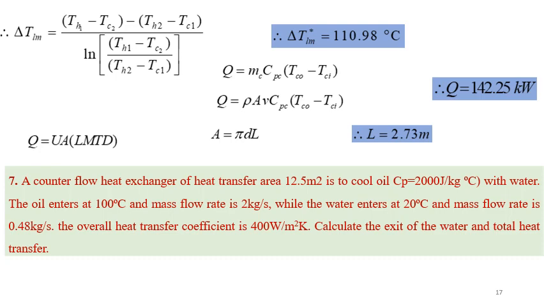So here only two temperatures are given, so we can't go for the LMTD method, we have to go for the effectiveness NTU method. We can use the LMTD method only when three temperatures of the two fluids are known, and one more temperature we can find. Here only two temperatures are known, so we can't go for the LMTD method, we have to go for the NTU method.